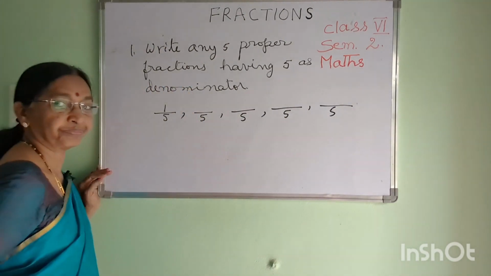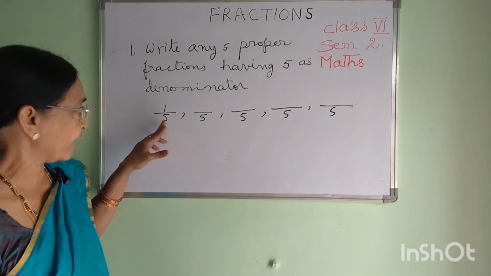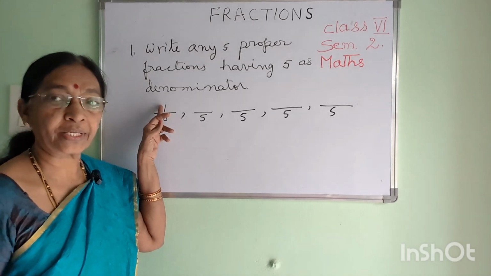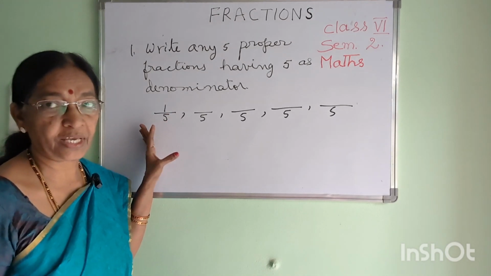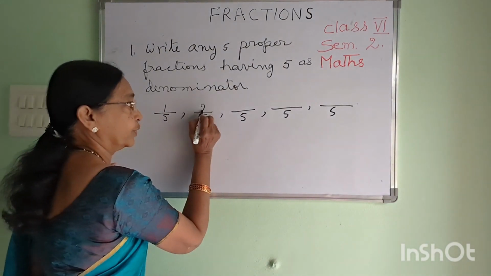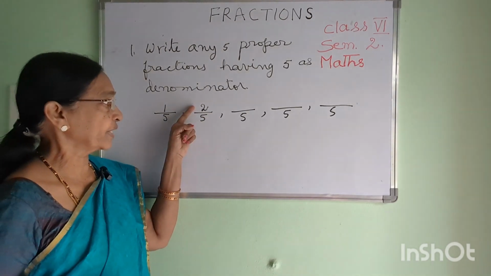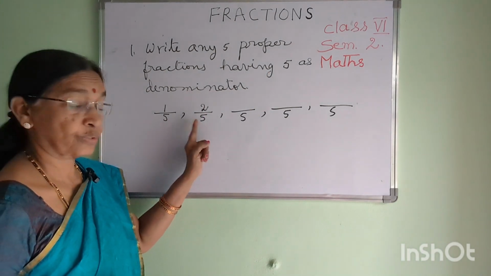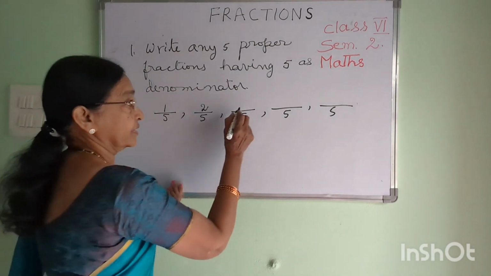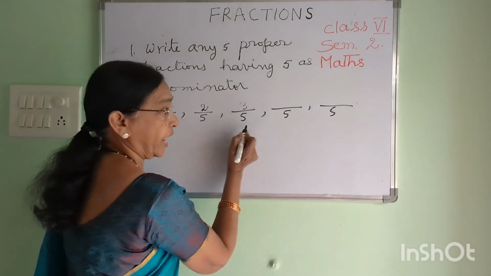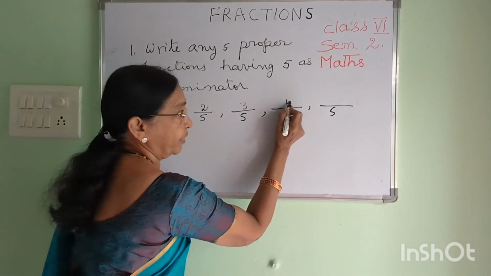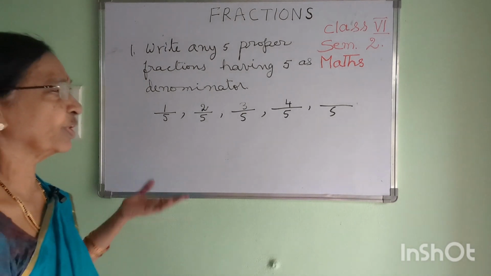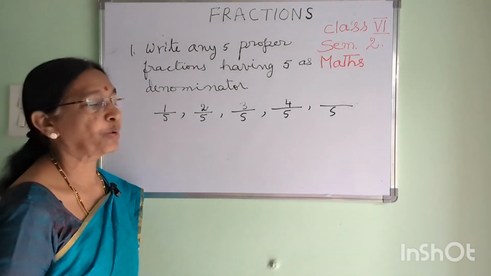So 1/5 is a fraction having 5 as denominator. And the numerator is 1. Numerator is less than the denominator. Therefore, this is a proper fraction. 2/5. Numerator is less than the denominator and the denominator is 5. So, this is a proper fraction. 3/5 is a proper fraction having denominator 5. 4/5 is a proper fraction having denominator 5. We get only 4 proper fractions.